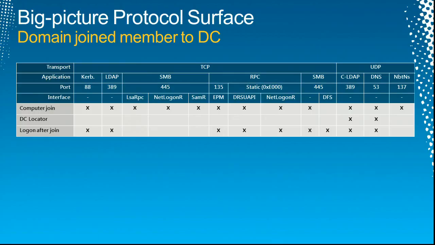For specific scenarios, like in the case of a domain member joining a domain controller, those are the different ports, protocols and interfaces that you would use. Why is this important? If you are behind a firewall, or you are segmenting networks, you might want to allow or deny specific traffic based on the scenarios that you want to enable.